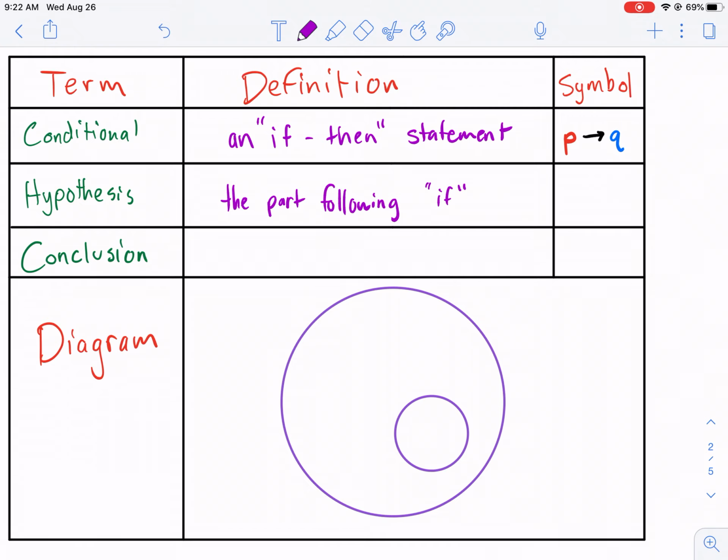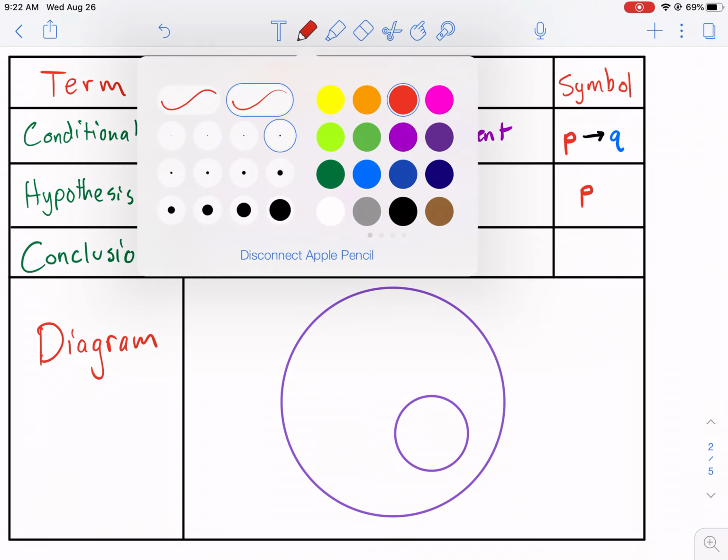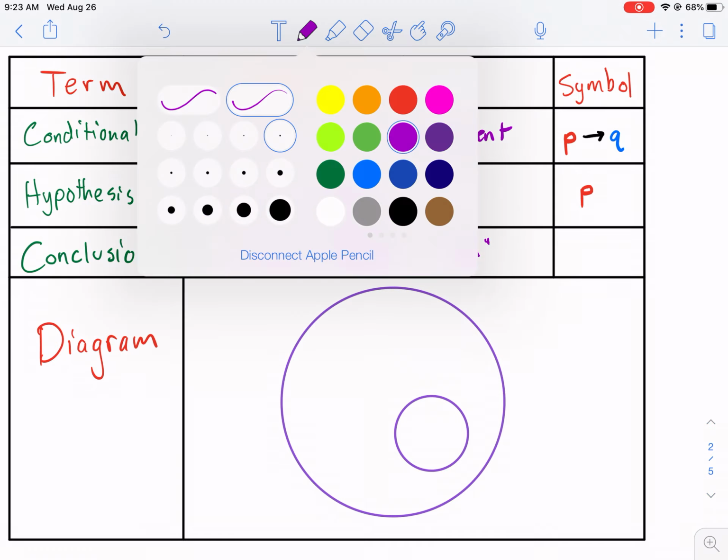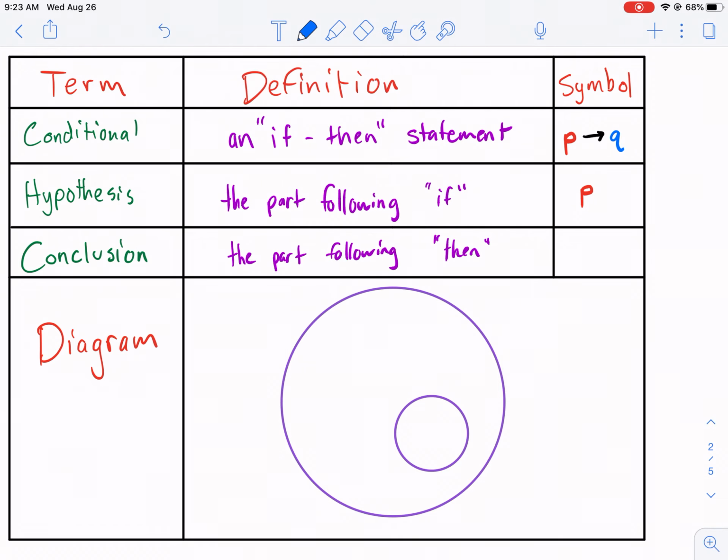Okay, and the then part, symbol first. The symbol is P, not H. So I would think, let's make the hypothesis H, but it was chosen as P, and that's just the way it is, sorry. Conclusion: if the asteroid moves at a certain velocity, so the conclusion is the part following then. Okay, and I hope you can guess, based on the conditional symbol, that the conclusion is labeled as Q.